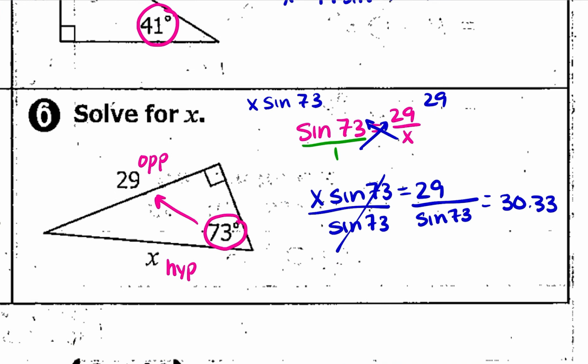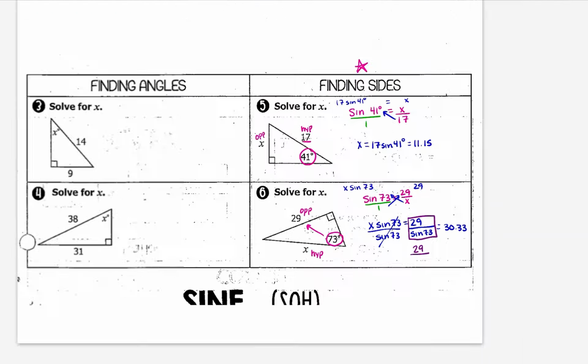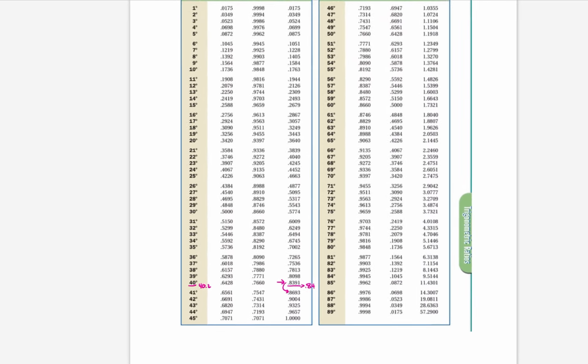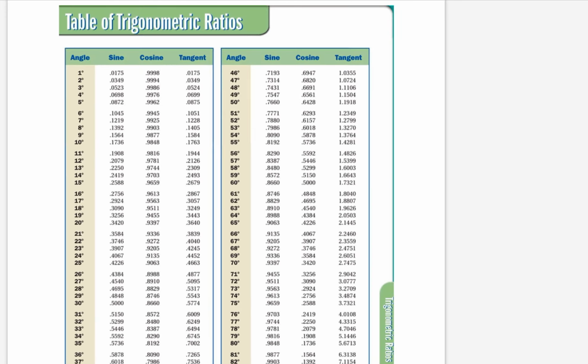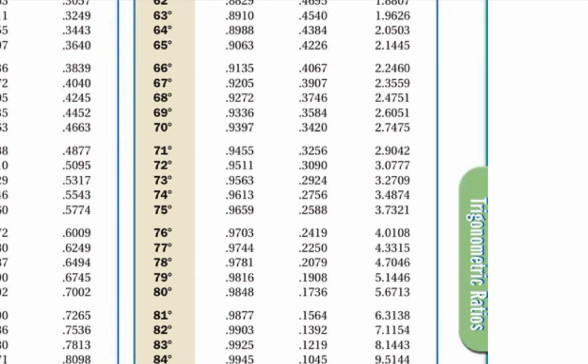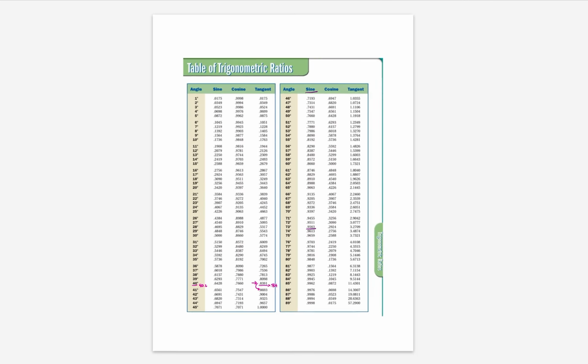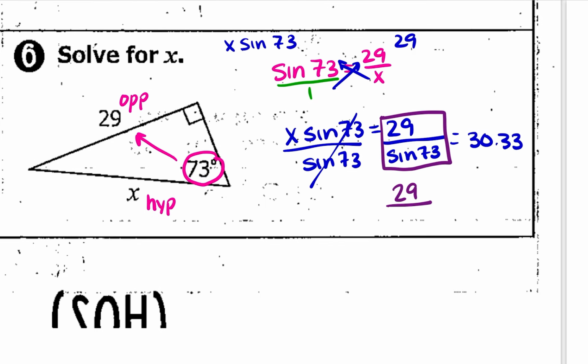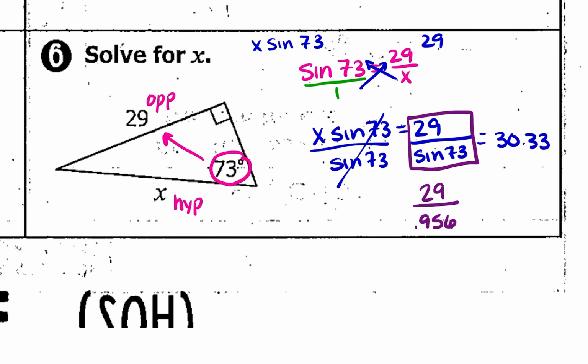One other method, like I talked about before, we could use the chart. So I could look at this right here and rewrite it as 29 divided by, then go to my chart for sine of 73. Zoom in, notice sine, and then 73, so 0.9563. And when I type that in the calculator, I get 30.325, which rounds to be the same answer as what we got above.